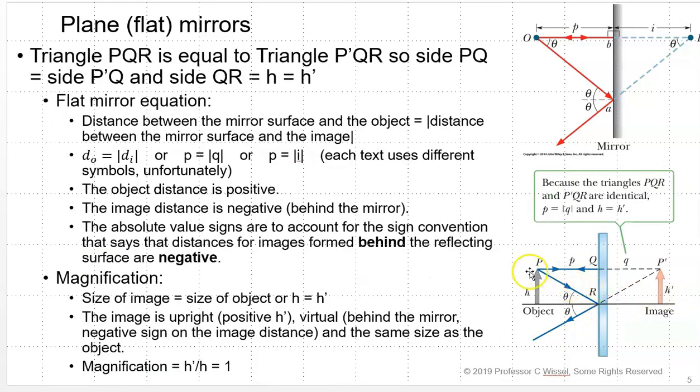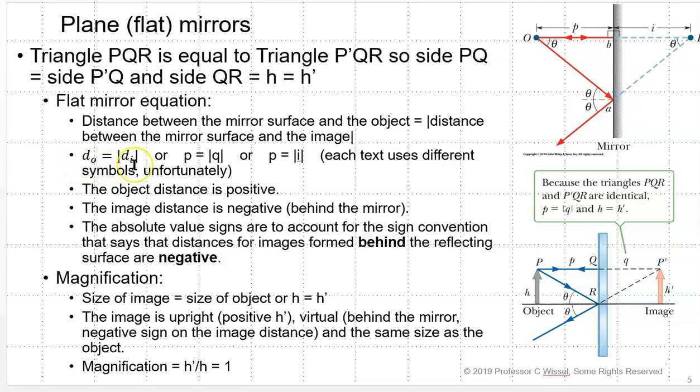Okay, so triangle PQR is equal to this triangle, P prime QR. So side PQ is equal to side P prime Q. And also this height here is equal to that height. So this gives us the flat mirror equation. The distance between the mirror surface and the object equals the distance between the mirror surface and the image. So distance to the object is equal to distance to the image. You always measure that distance relative to the mirror surface. We're going to put absolute value signs on there because we'll later encounter a sign convention.